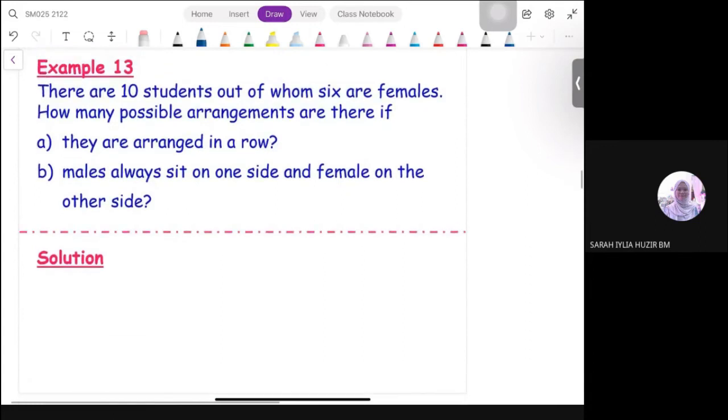Okay. Kita pergi next one. There are 10 students, out of whom 6 are female. Now our N is 10. Out of 10, 6 are female means remaining 4 would be male student. How many possible arrangements? So this is permutation condition, if they are arranged in a row. So arranged in a row means no condition at all, no restriction at all. We have to arrange all of them. So R in this case is 10. So calculation should be 10P10 or 10 factorial.